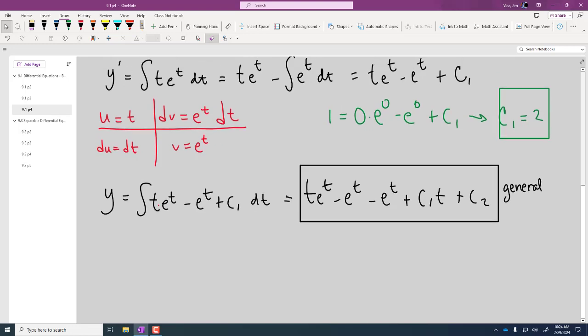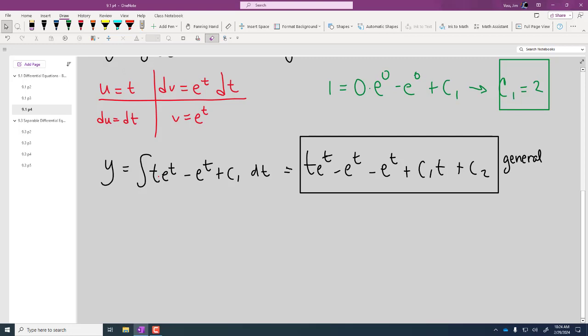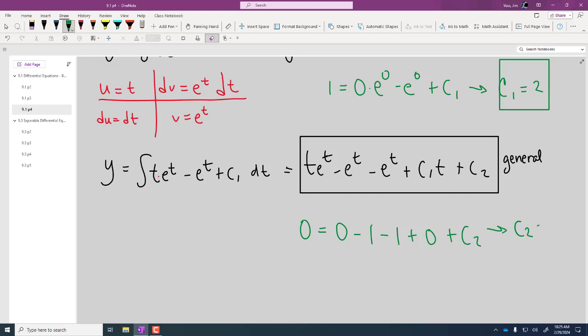And then we're told that y of 0 is 0, so we come down here, there's the y equals 0, the left side, and then on the right-hand side we're plugging in 0, so that first term is 0, the second term is negative 1. Oh, I guess we could have combined those two things. What are you getting for your C2? Also 2. So there is our second constant of integration.